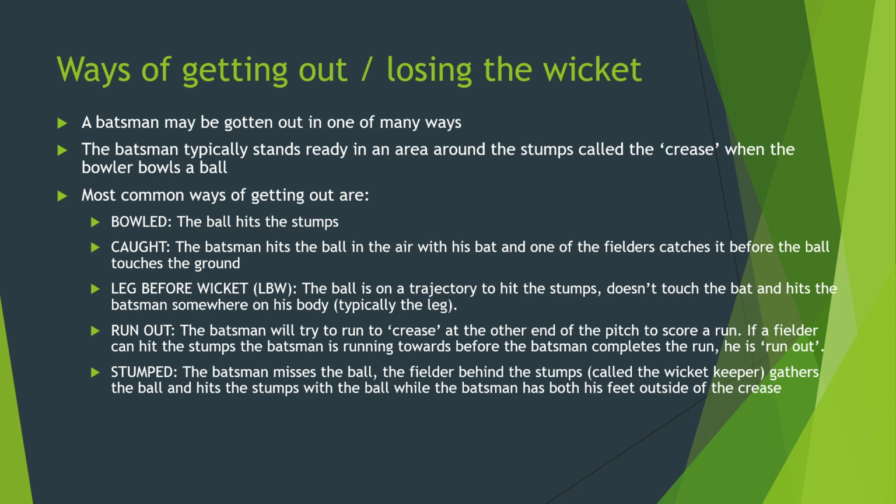The fifth most common way of getting out is what's called stumped. The batsman misses the ball, and the fielder behind the stumps, this person is called the wicketkeeper, gathers the ball and hits the stumps with the ball, with the batsman having both his feet outside of the batting crease. So he's not within the area he's supposed to be in, and the wicketkeeper gathers the ball and breaks the stumps. The batsman is out, stumped.